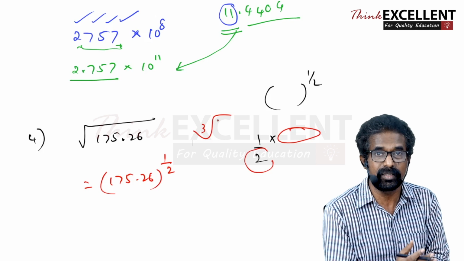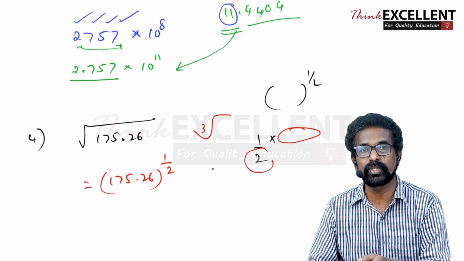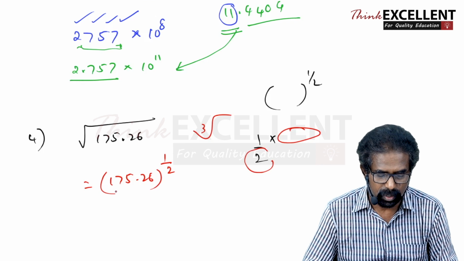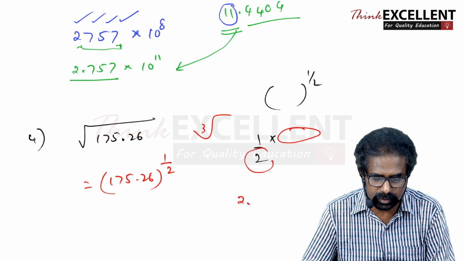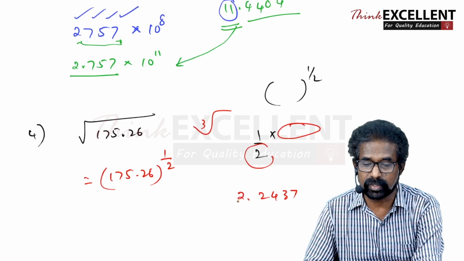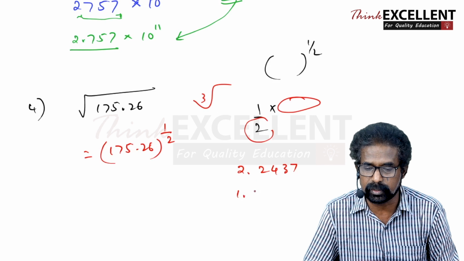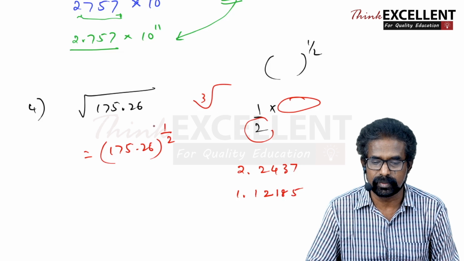If it is the 10th root, you take the logarithm and divide by 10. Here it is a square root, so take the log and divide by 2. You take the log of 175 (3 digits before the point), so it is 2.2437. Divide by 2. When you divide by 2, you are getting 1.12186105.